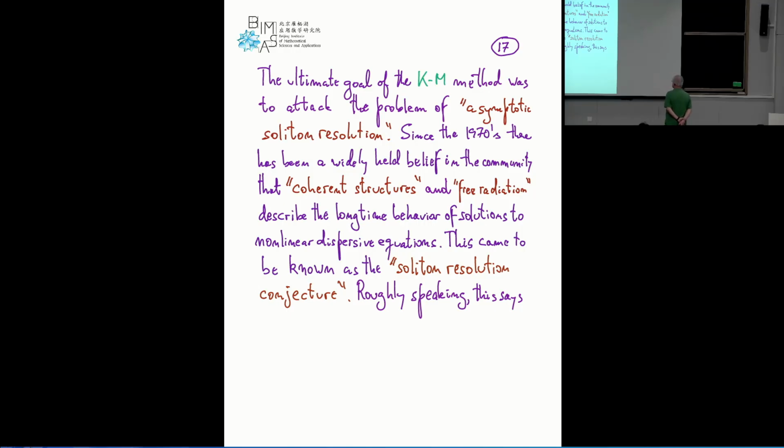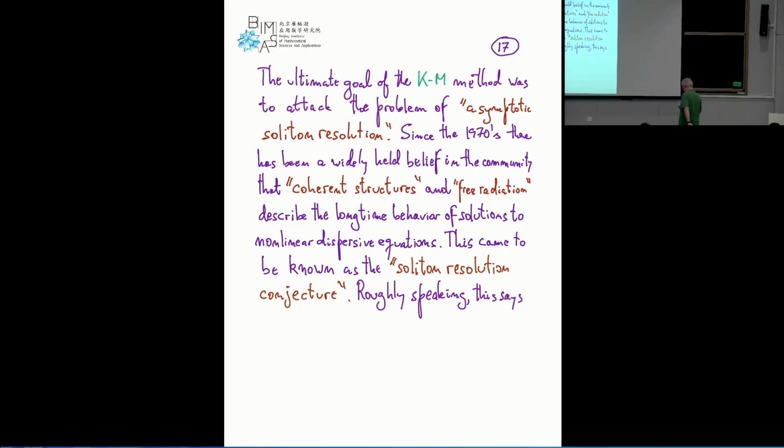Since the 1970s, there has been a widely held belief in the math physics community that coherent structures, things called coherent structures, and free radiation describe the long-time behavior of solutions to nonlinear dispersive equations. Okay? So this is not a conjecture, but a belief. And this belief came to be known as the soliton resolution conjecture. So this is not a conjecture in the precise mathematical sense, but it's more a belief.